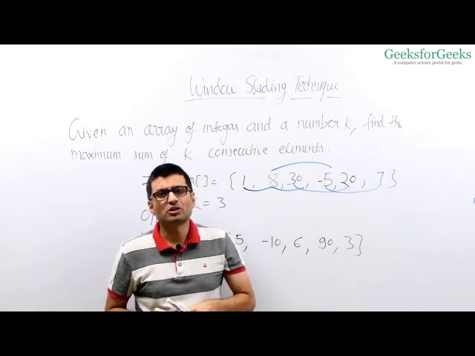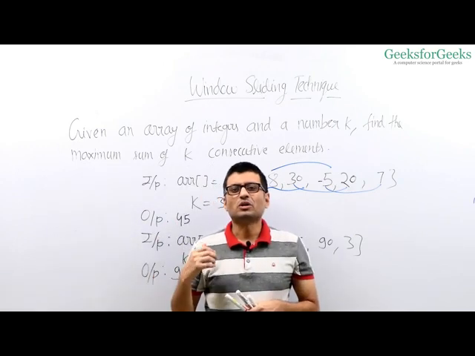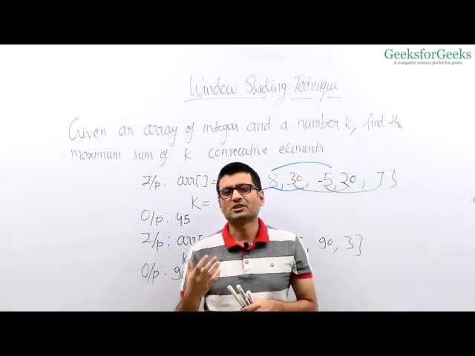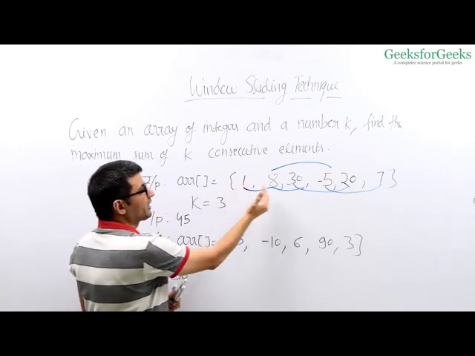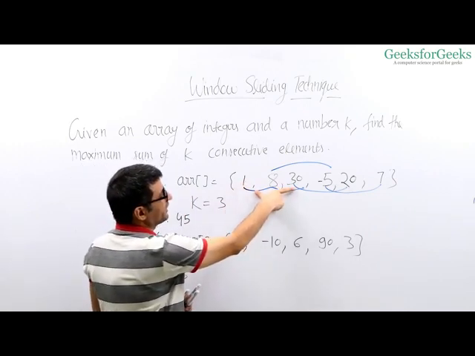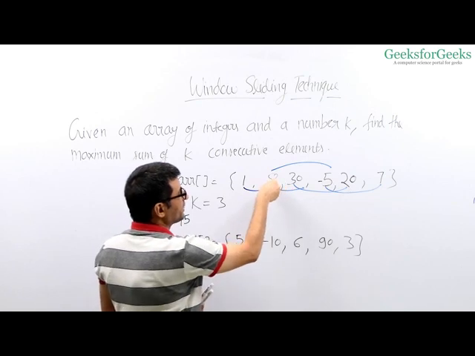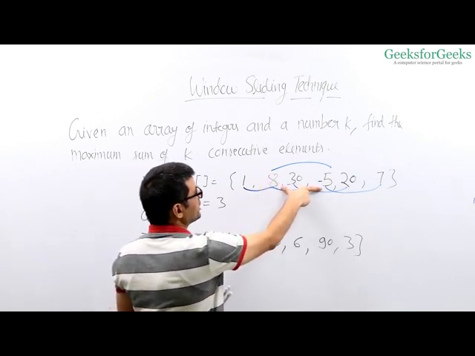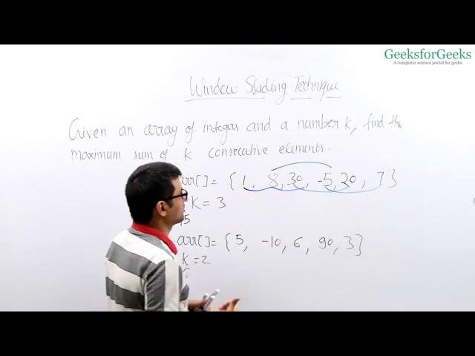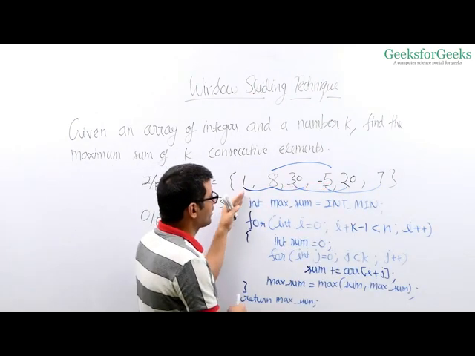A naive approach to solve this problem is to consider every element as a beginning element, right? I begin from here, I run a loop till k, find the sum of k elements, begin from here, run a loop till k and find the sum of these 3 elements, and I keep track of the maximum sum. Let us talk about the naive solution.